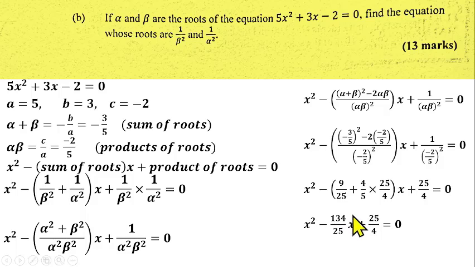Yes. So from there, plus this equals 0, then you can now multiply through by the LCM of 25 and 4 to clear the fractions. So 25 and 4 will give us 100. So multiplying through by 100, we have 100 x squared minus 536x plus 625 equals 0, which is the equation whose roots are this and this.